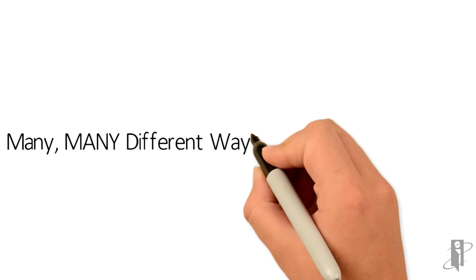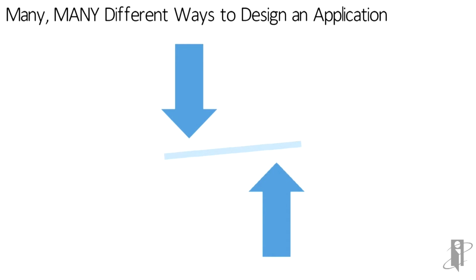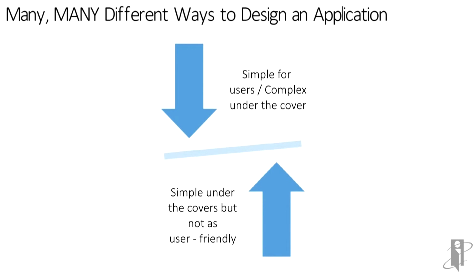There are lots of different ways to design your applications. And a lot of times what we find is we may have a very simple interface for the end users, but under the covers, it's a little more complex. Or sometimes it's pretty simple under the covers, but it may not be as user-friendly. So what's that right balance for you in your environment, helping to determine what's going to make the most sense and have the best, most efficient application for you and your users?